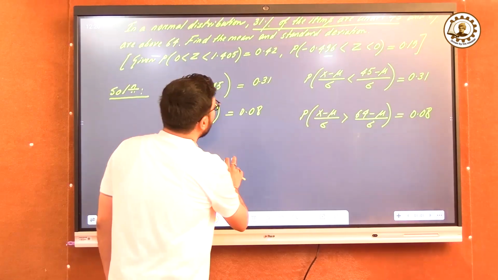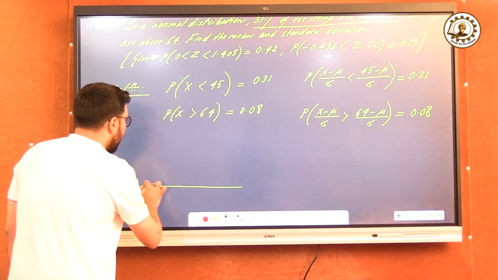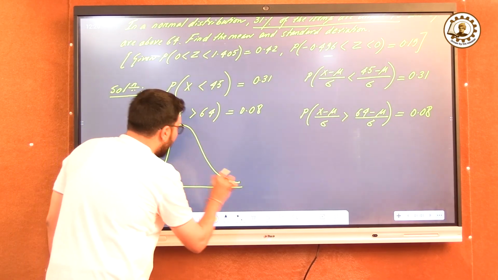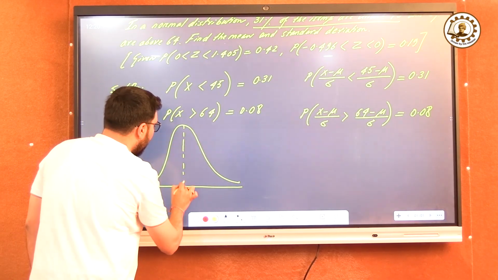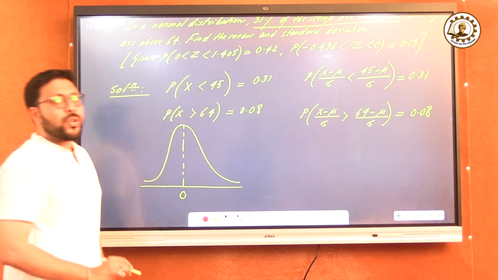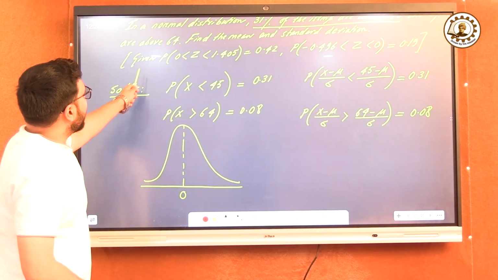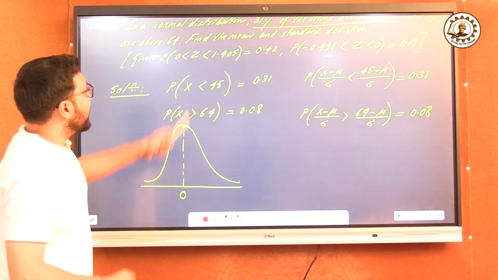Next, we are going to consider a standard normal curve. You just have to draw it. It's not that difficult. This is the line of 0. It's a symmetrical distribution. So see, it is given in the question probability 0 less than z.